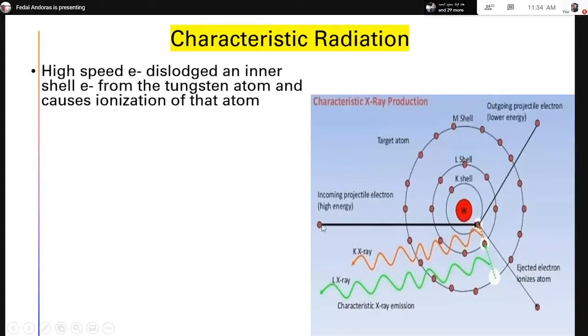Again, this is the electron. A high-speed electron dislodges an inner shell electron from the tungsten atom and causes ionization of the atom. An incoming projectile electron with high energy hits the inner electron, and the electron will be removed. In return, the atom will be in an ionized state, as we explained, so it will be charged.